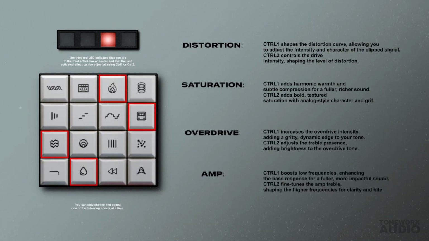With the AMP effect, Control 1 boosts the low frequencies, enhancing the bass response and delivering a fuller, more impactful sound. Control 2 adjusts the treble, allowing you to shape the higher frequencies for a clearer, sharper tone.